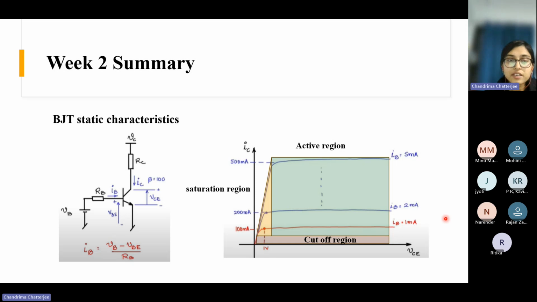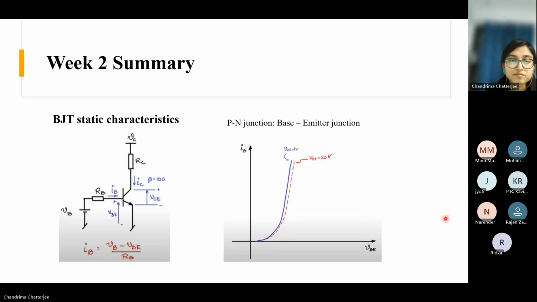Next, we will see the dynamic characteristics. Another characteristic is IB versus VBE. VBE means the base emitter voltage, and IB is the base current, right? I already told you that the base emitter junction is a PN junction, so there will be a diode here. We can model it just as a PN junction diode.